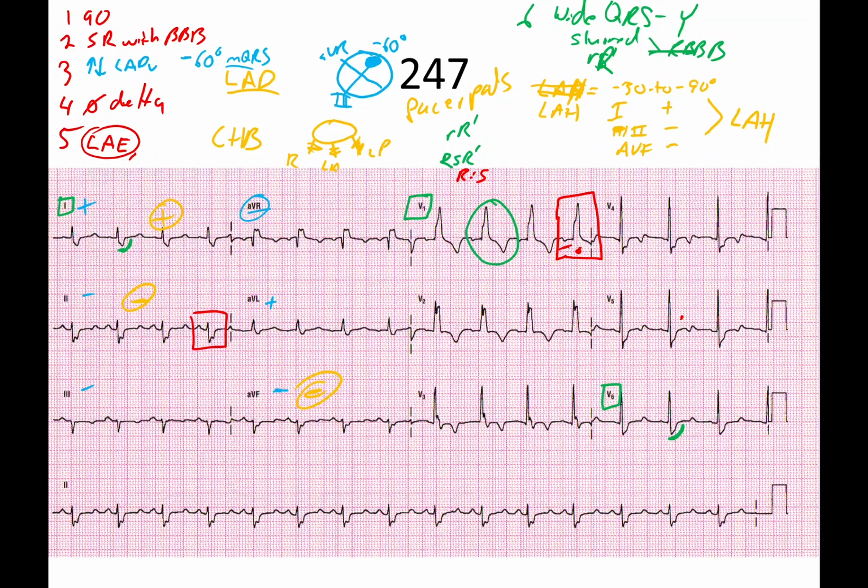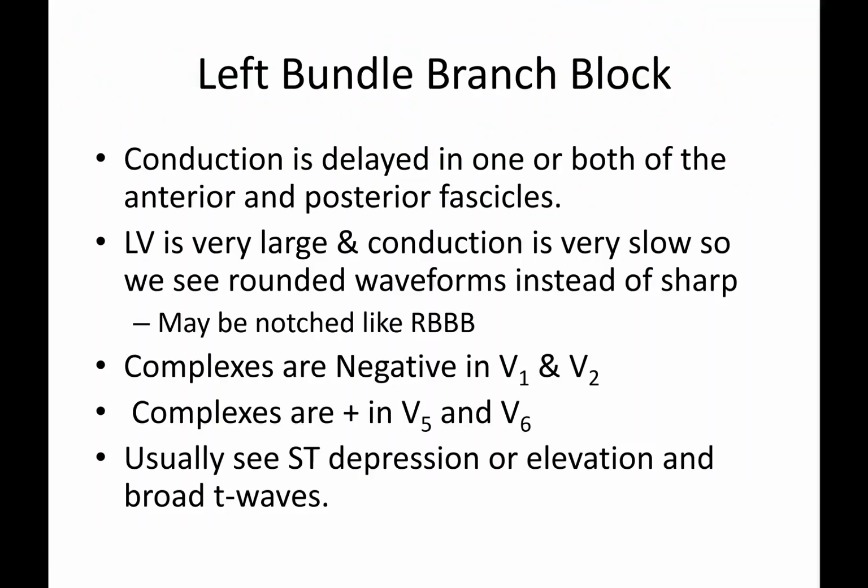Alright, so let's ever so quickly do left bundle branches as well, just to piggyback off of this. So your left bundle branch block is just about as simple to figure out as your right bundle branch is. It's the same idea. Conduction is delayed through the anterior and posterior fascicles. So let's just keep it simple and think of it as that whole left bundle is taken out. Because the left ventricle is massive, it's a lot of muscle. When you do that cell-to-cell conduction, it is way slower than it is even on the right side.